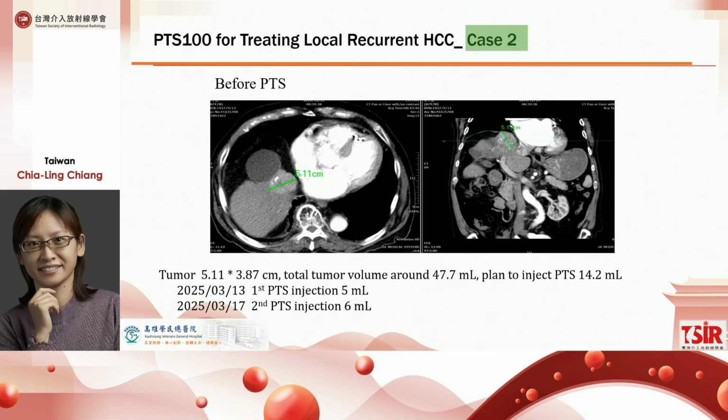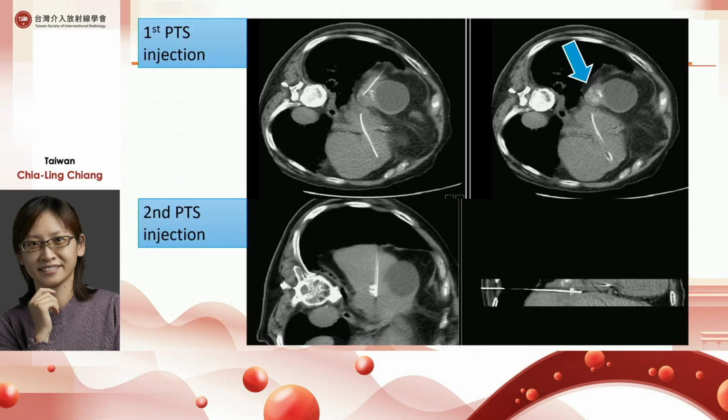The treated tumor volume was around 47 milliliters, and the planned dose was about 14 milliliters. The treatment course was divided into 2 injections, 5 milliliters plus 6 milliliters. And because of the cyst, I don't want the PTS to leak into the cyst, so I took a detour via the transpulmonary route. I inserted the chiba needle through the lung into the tumor.